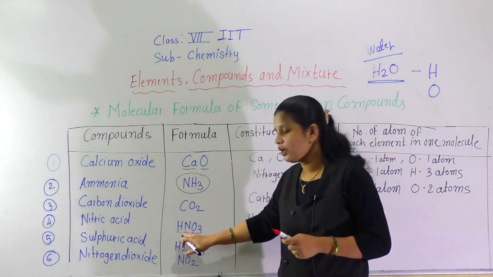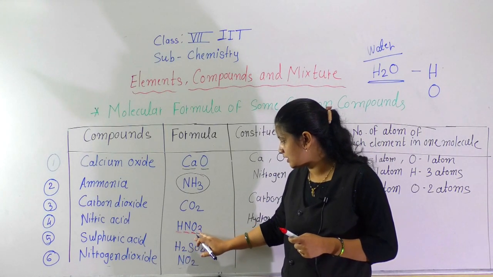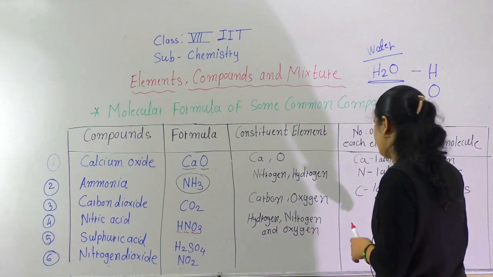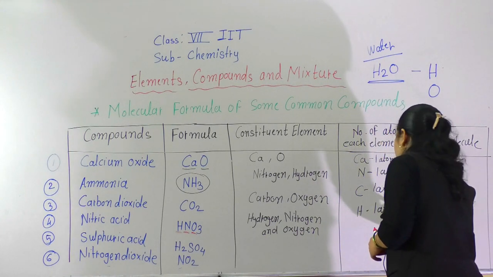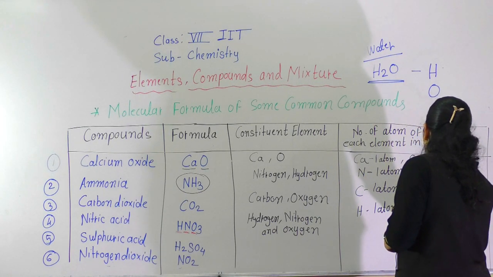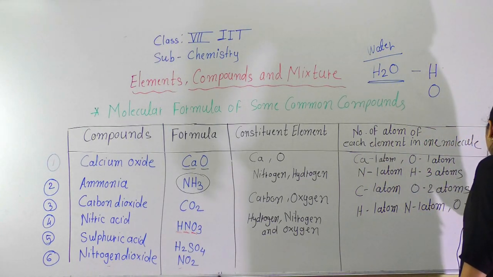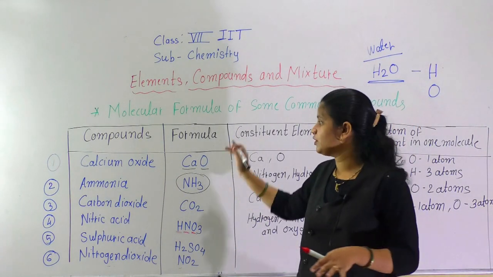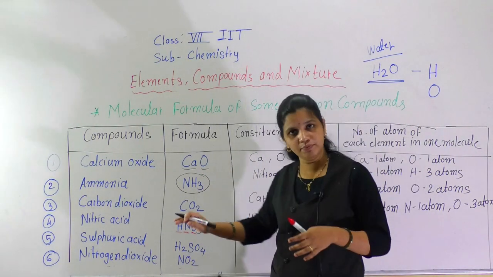Now, see, hydrogen, how many atoms are present? 1. Nitrogen 1 and oxygen 3. So atoms of oxygen are 3. So here you have to write hydrogen 1 atom, nitrogen 1 atom, and oxygen 3 atoms. Okay, so do you understand how to complete this table? Here are 6 examples, and 6 examples will be solved now.